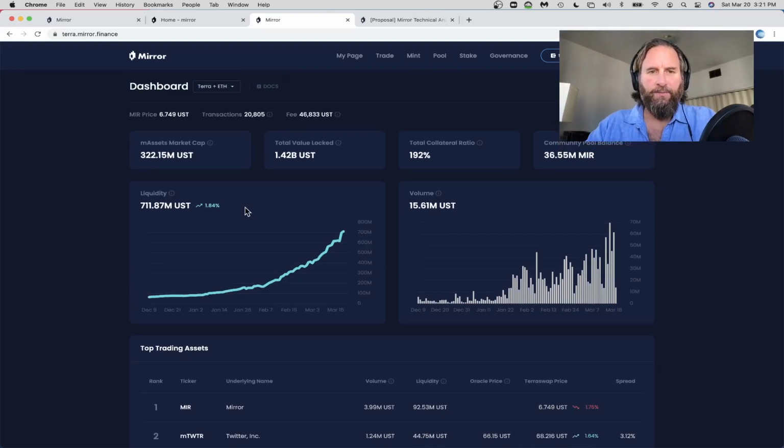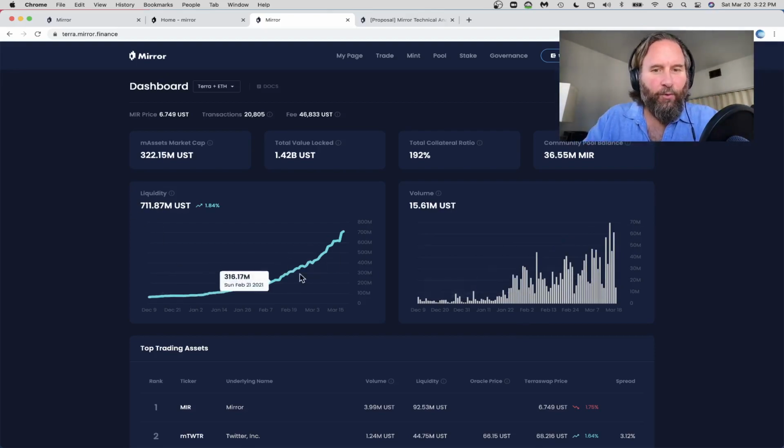And what I wanted to just point out, and this isn't a commercial on how awesome Mirror is, but I've just got to point it out. We see volume from January, boom, boom, boom, boom, boom. Does this look like a growing protocol to you folks? Does this graph look bullish AF? I mean, this is insane, right?